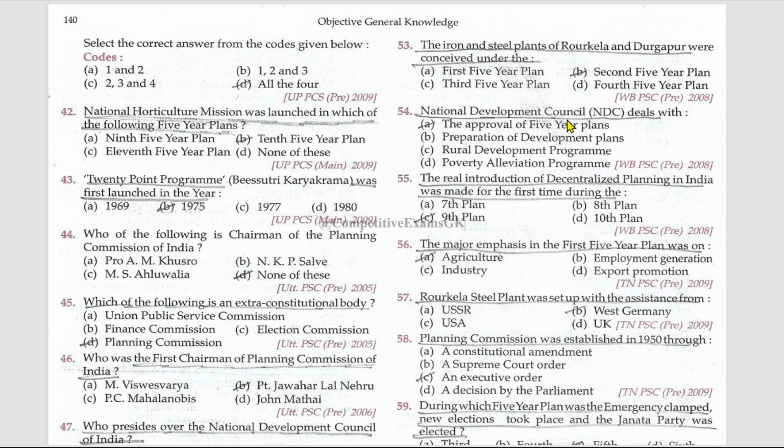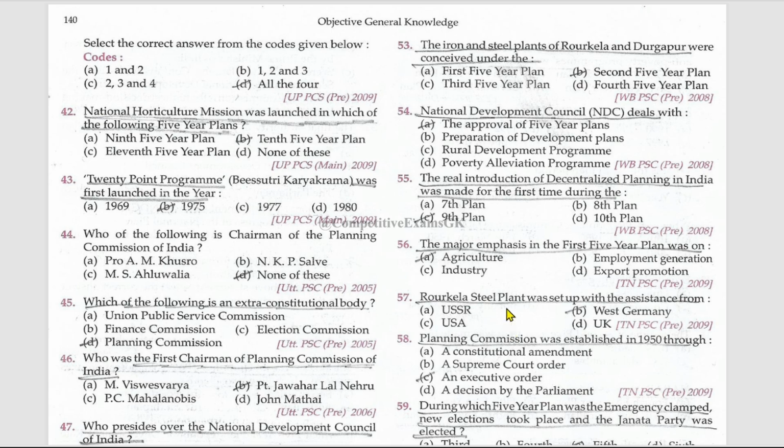National Development Council deals with the approval of five-year plans. The real introduction of decentralized planning in India was made for the first time during the ninth five-year plan. The major emphasis in the first five-year plan was on agriculture. Rourkela steel plant was set up with assistance from Germany.